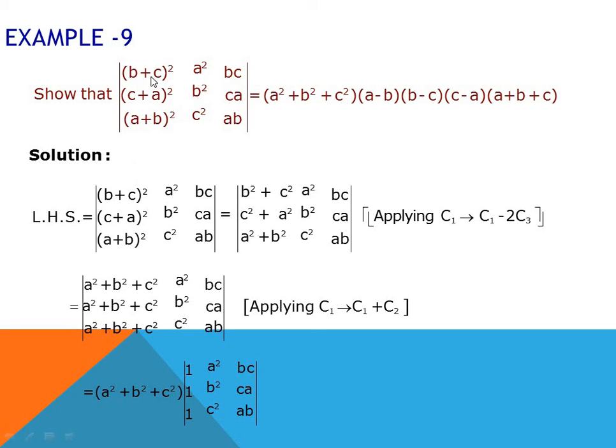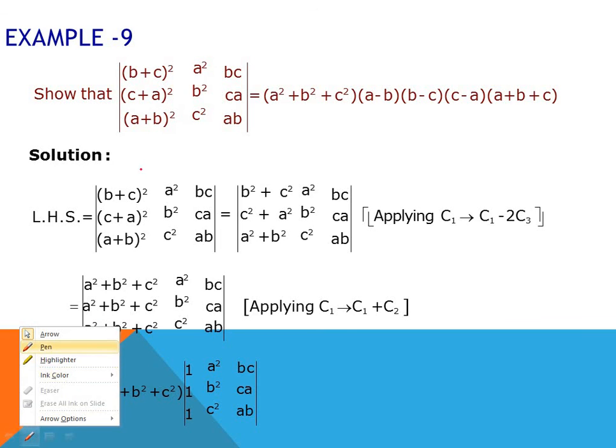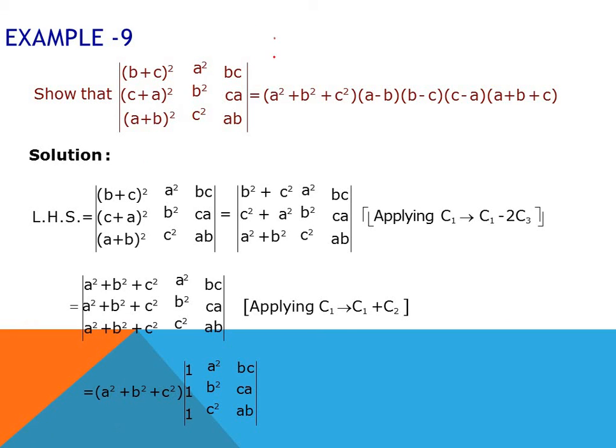Now the very first thing is to expand the squares. If we solve the square, then b plus c the whole square can be written as b square plus 2bc plus c square. Similarly, we can solve for c plus a the whole square and a plus b the whole square.